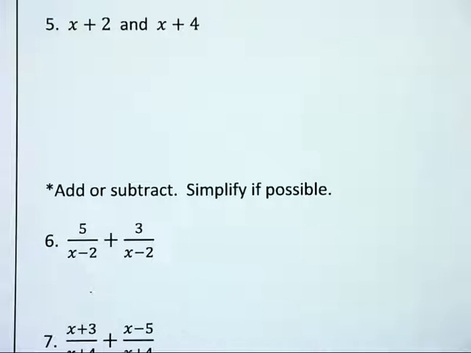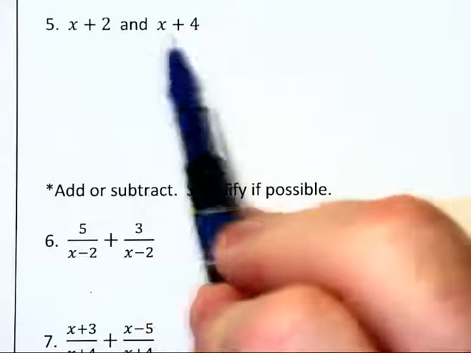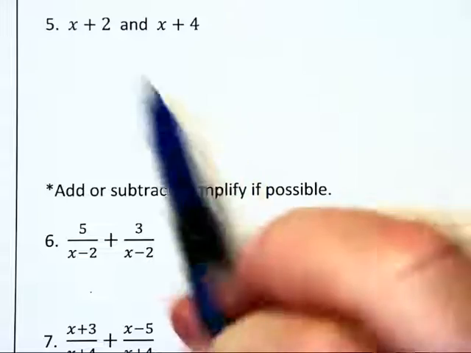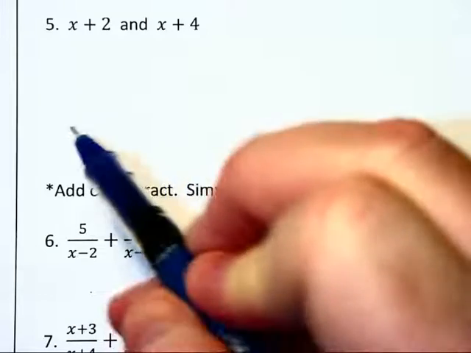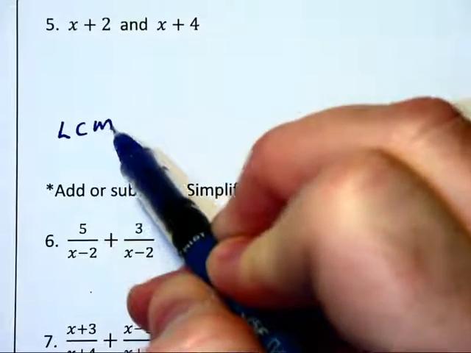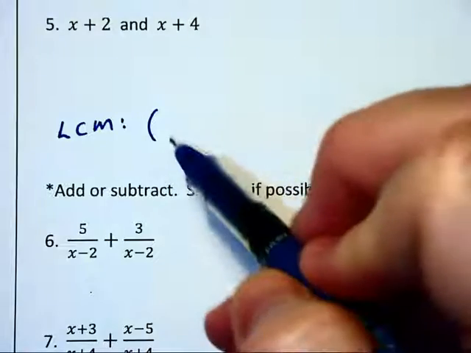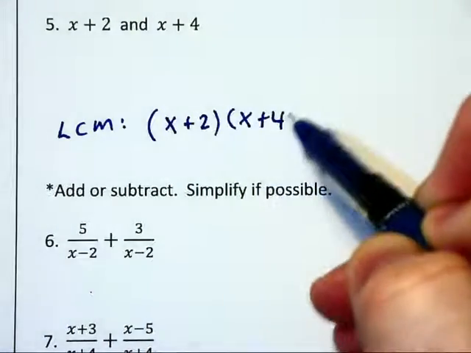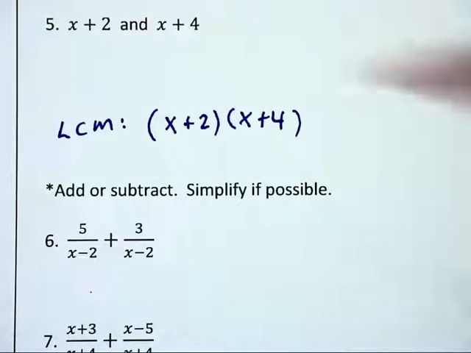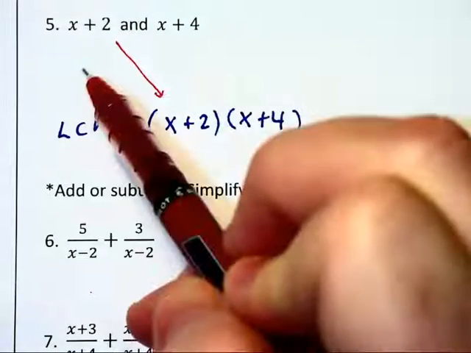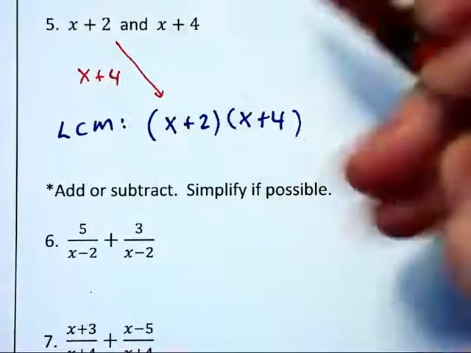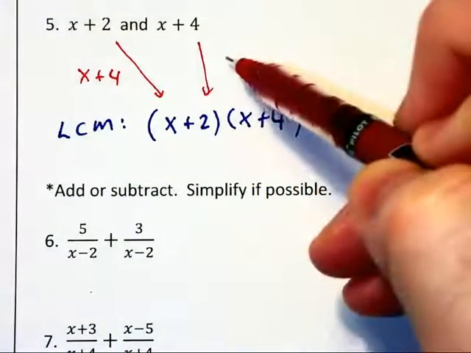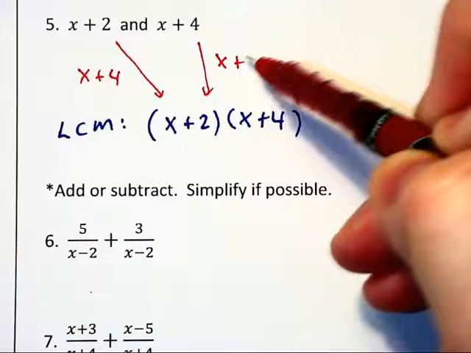In number 5 here, there is no factoring that is possible, and we do not look at the 2 and 4 and say they both go into 4. We treat these as separate terms or expressions altogether, and the least common multiple will actually be the product of these two expressions. So this first x plus 2 expression is getting multiplied by x plus 4 to go to that least common multiple, and the second one is getting multiplied by x plus 2.